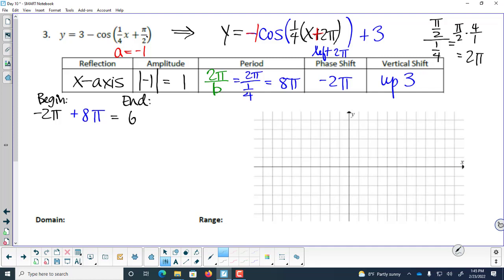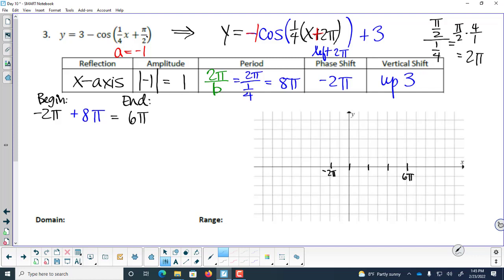6 pi. Okay? All right, so I think I can go with 2 squares. So here's my beginning, negative 2 pi. I'm going to make 2 squares for each section. So 1, 2, 3, 4. So I should have 5 numbers, which means I divide it into 4 equal parts. So the end is going to be 6 pi.